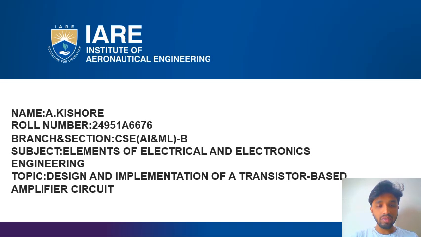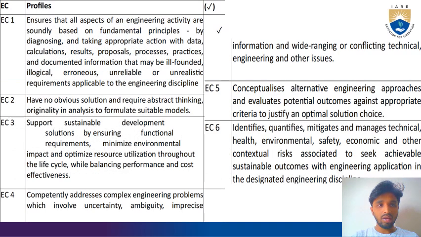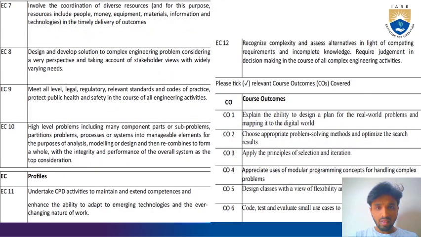Today I am going to explain about design and implementation of a transistor-based amplifier circuit from three elements of electrical and electronics. Here are some profiles of EC, like EC1, EC2 up to EC6, and here are from up to EC12, and some course outcomes up to ECO6.